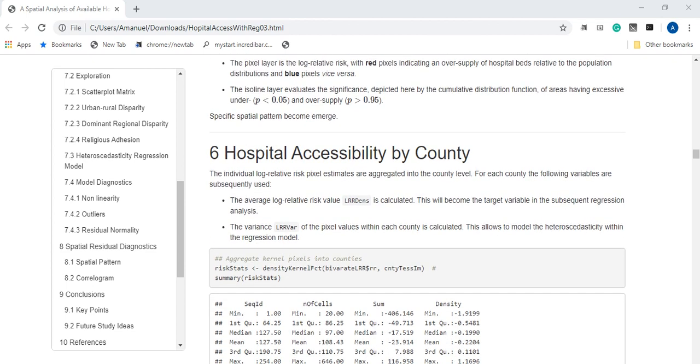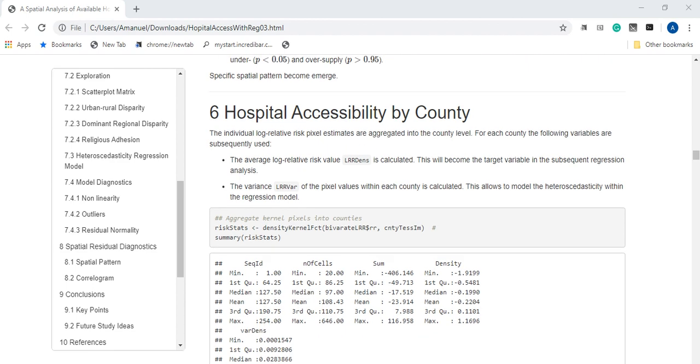Hospital accessibility by county. The individual log relative risk pixel estimates are aggregated to the county level because most policy is done at the county level, and the following variables are subsequently used. The average log relative risk value, or the density, is calculated. This will be the target variable in the subsequent regression analysis, and the variance of the pixel values within each county will be used to model the heteroscedasticity within the regression model.